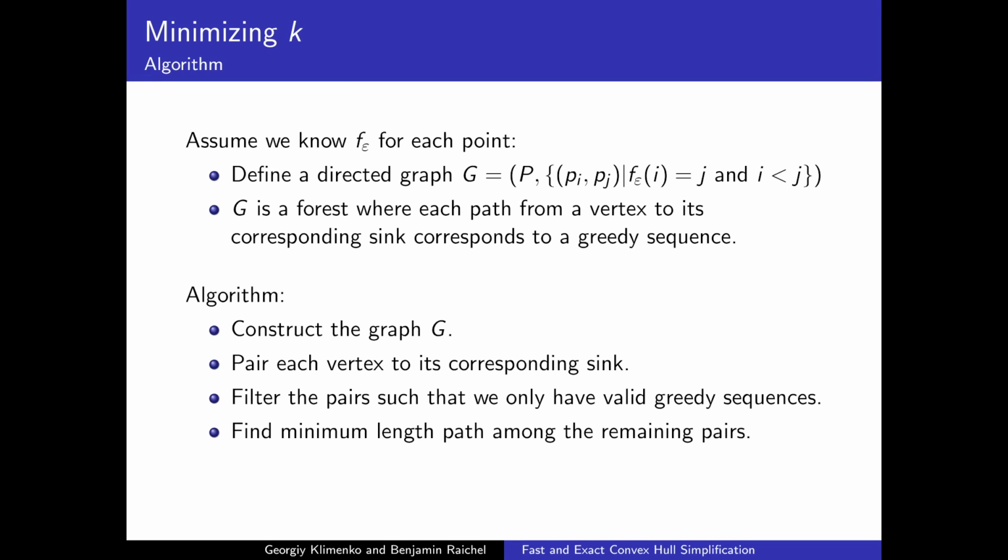Then we need to find the minimum length path, which we can do by looking at the depth of each vertex in the tree. So we can do those operations in linear time. So what remains to get the answer is to compute the f epsilon values for all vertices.